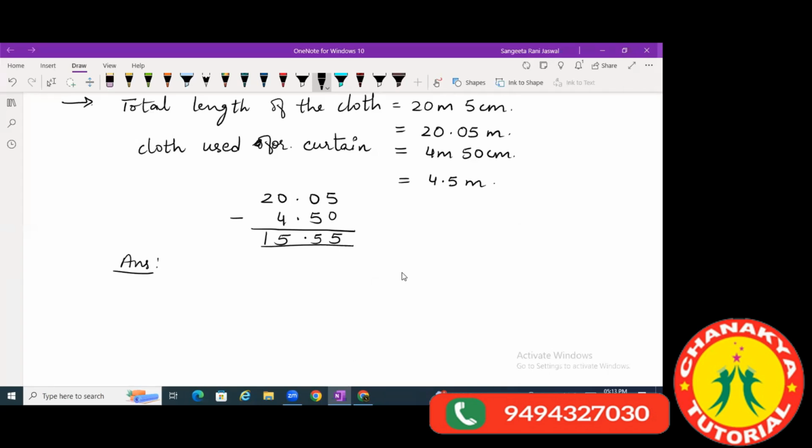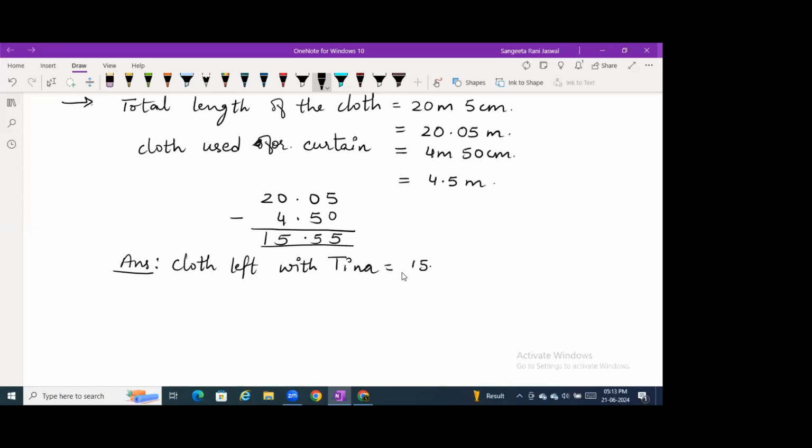The subtraction is done the normal way. The only thing is to be careful about the decimal point. The decimal point should always be directly below the decimal. So cloth left with Tina is equal to 15.55 meters. Okay? Yes, children?